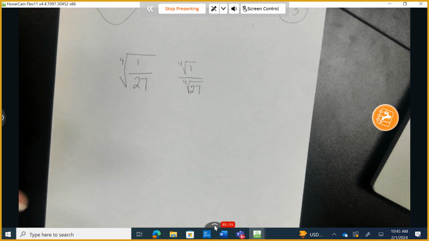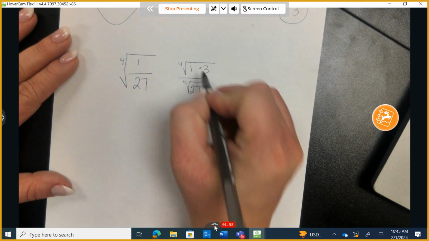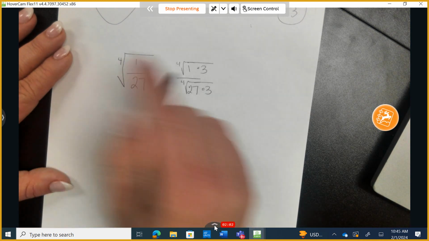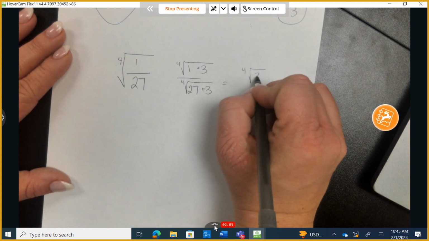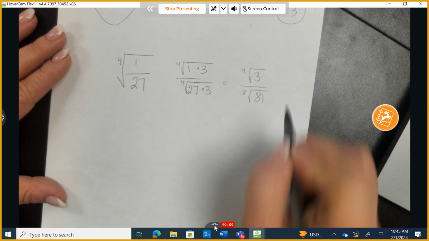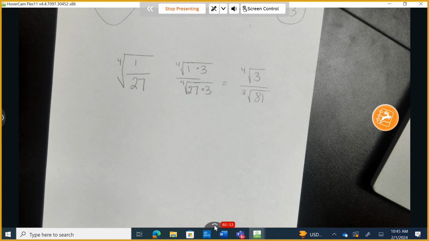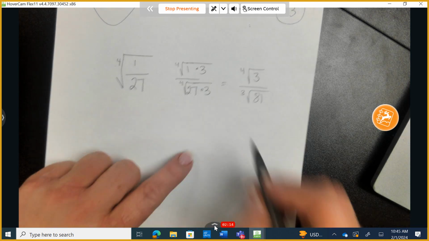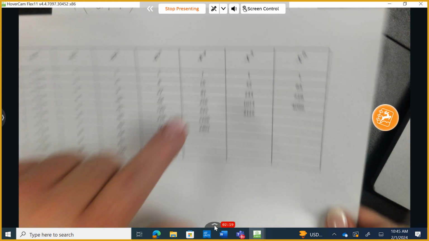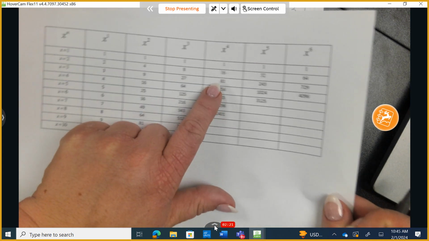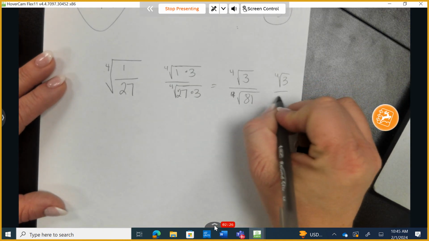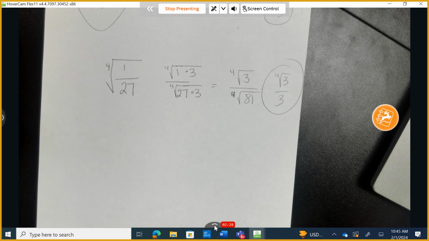So what I'm doing right now is I'm finding a way to rewrite this, but keeping the same value so that the original does not change. So I have 4th root of 3 over 4th root of, what's 27 times 3? I know it's 81. Okay, next up, go back to your chart. Sorry, I meant to put a 4 here. Go back to your chart and now find the fourth column, find 81. 81 is associated with 3. So this is 4th root of 3 over 3. There's nothing more we can do.